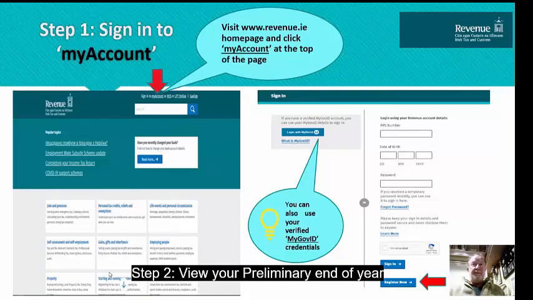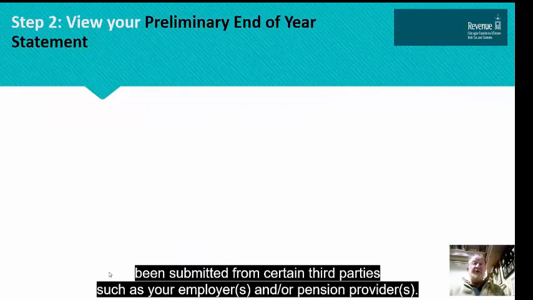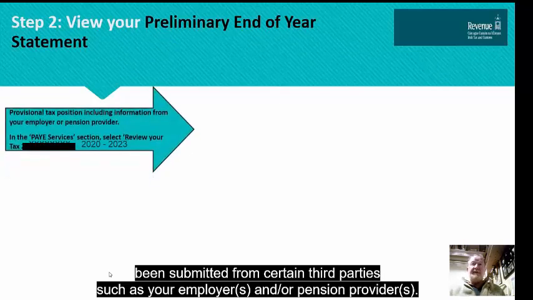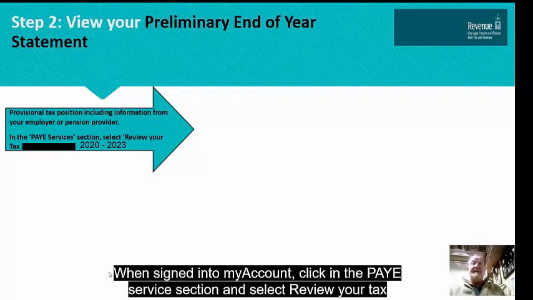Step 2. View your preliminary end of year statement. This statement sets out your provisional tax position and includes information that has been submitted from certain third parties such as your employers and/or your pension providers and social protection. To assist you, some details from your preliminary end-of-year statement have been pre-populated.